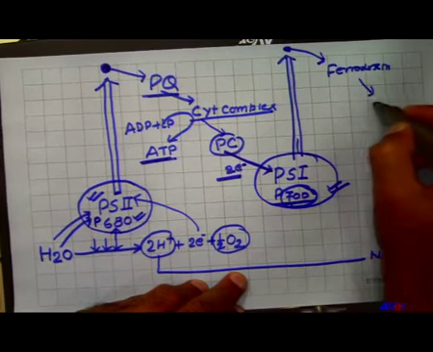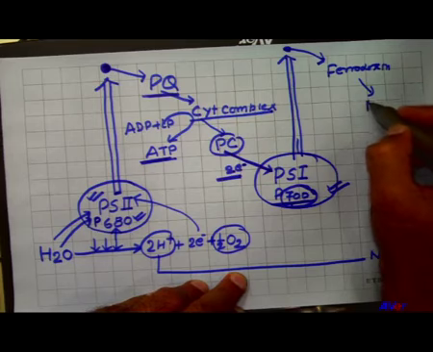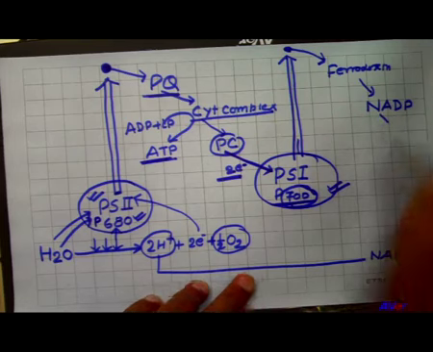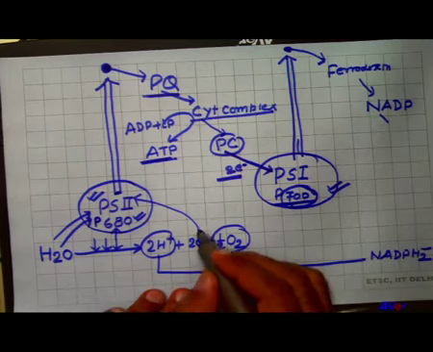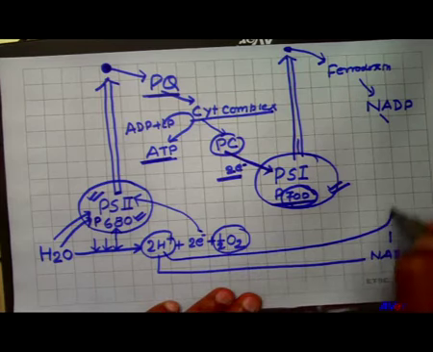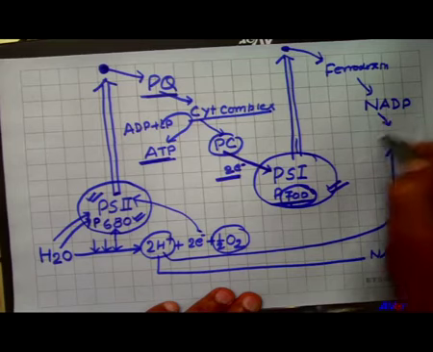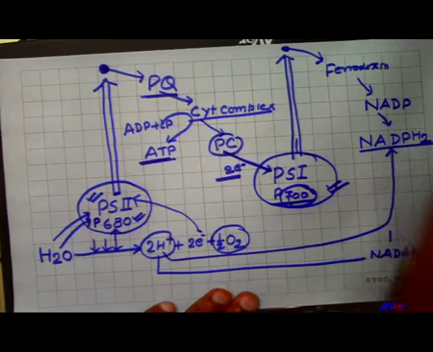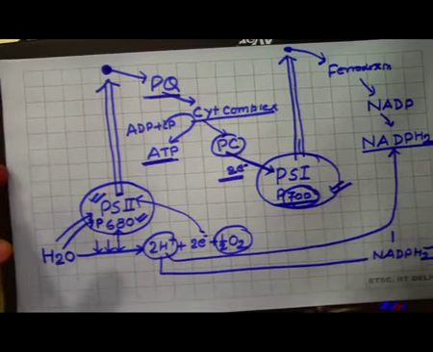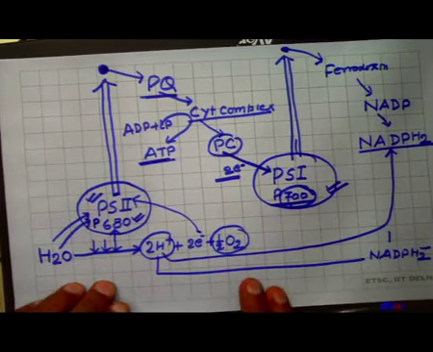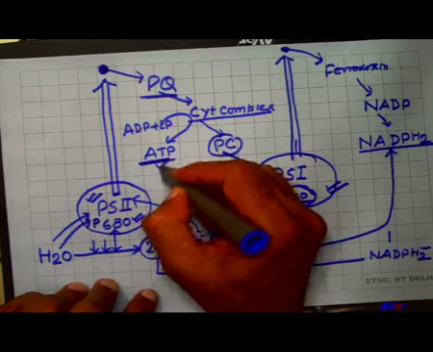This ferredoxin releases electron to NADP, and here is the proton. Finally, this proton and the electron combine, and this NADP is converted into NADPH2. Here, one thing is very common to the cyclic phosphorylation, that is ATP is released.